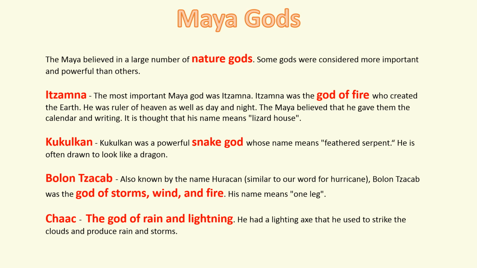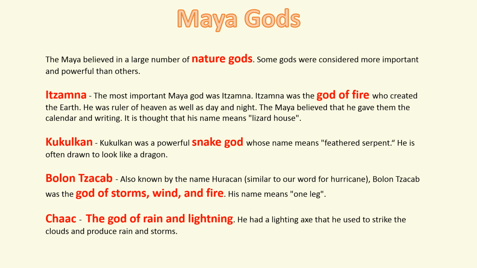So their first god, Itzamna, the most important Maya god was Itzamna, who was the god of fire, who created the earth. He was ruler of heaven as well as day and night, and the Maya believed that he gave them the calendar and writing, and his name is thought to mean lizard house. Their second god, Kukulkan, who was a powerful snake god whose name means feathered serpent, and he is often drawn to look like a dragon.